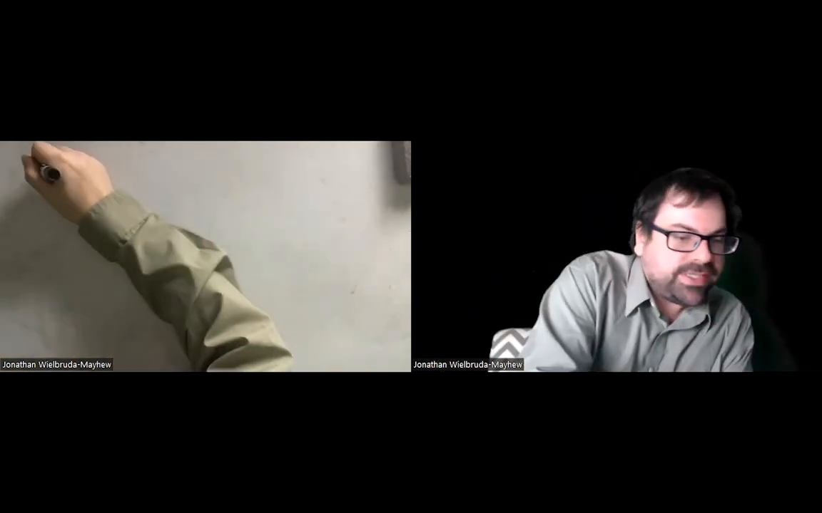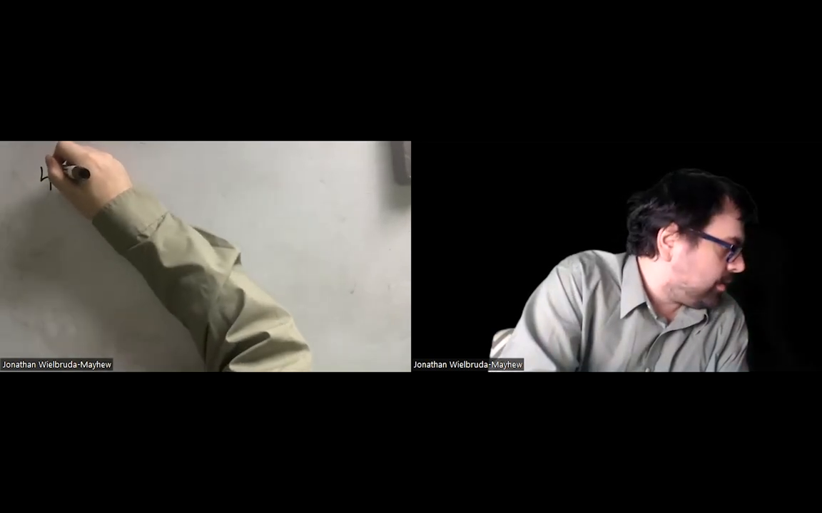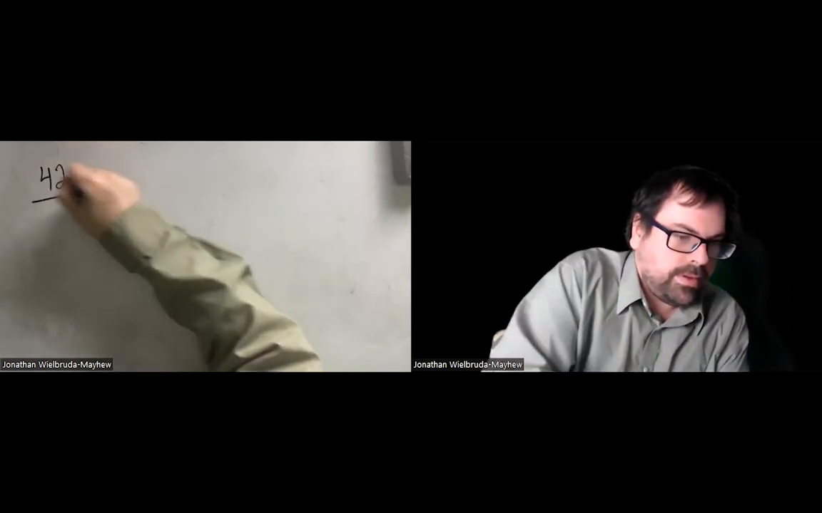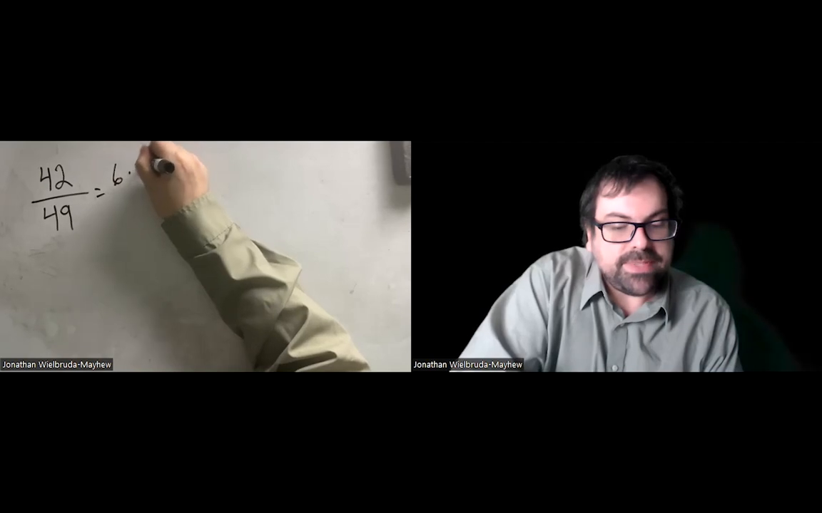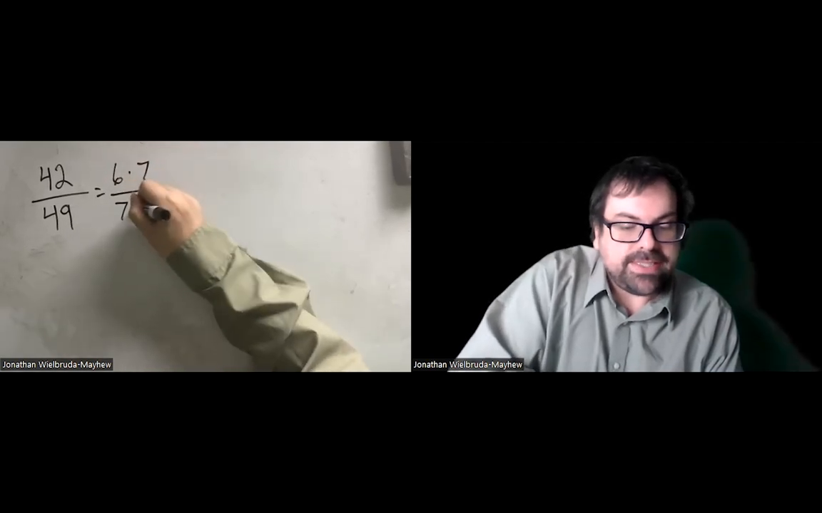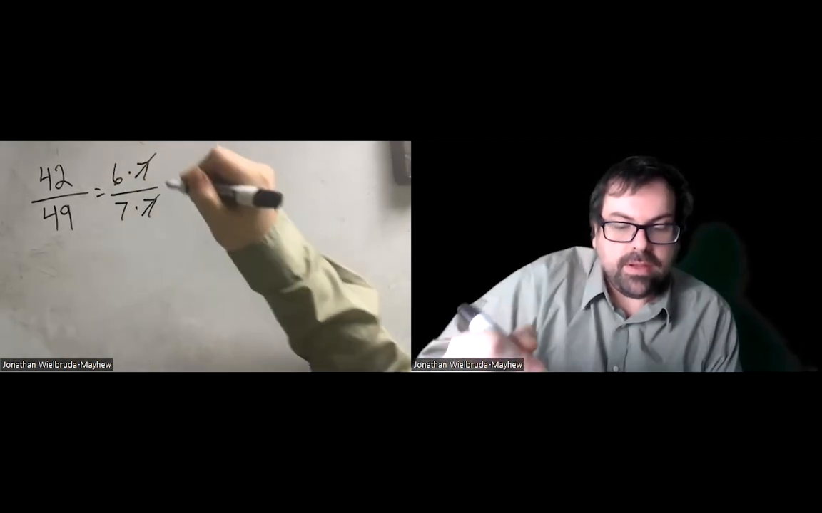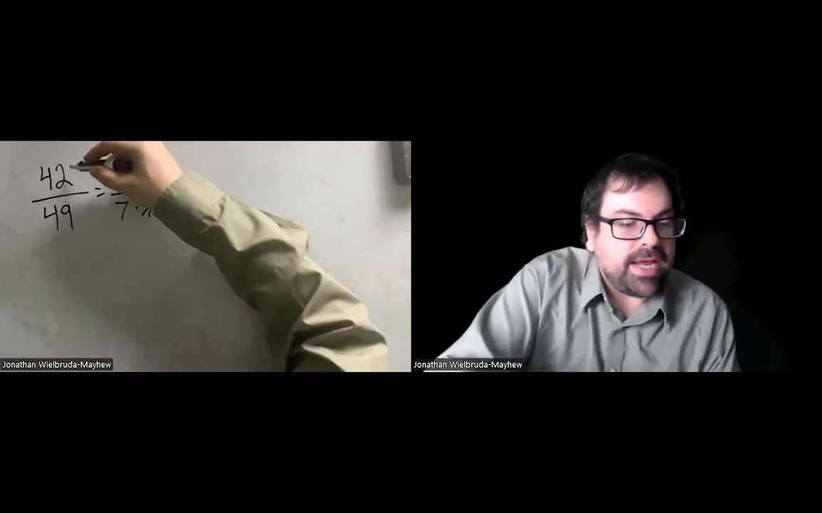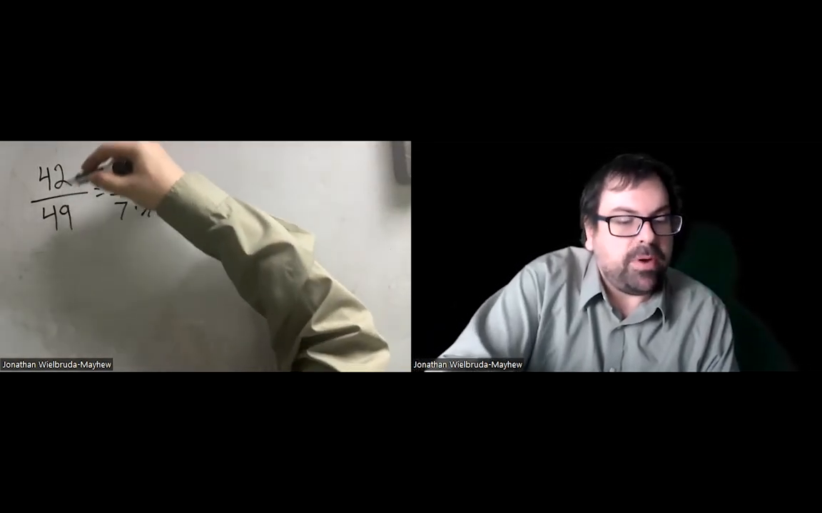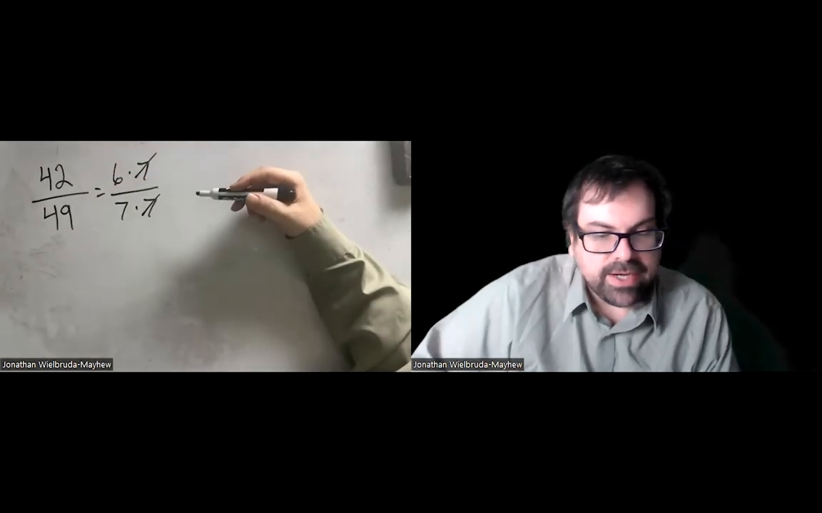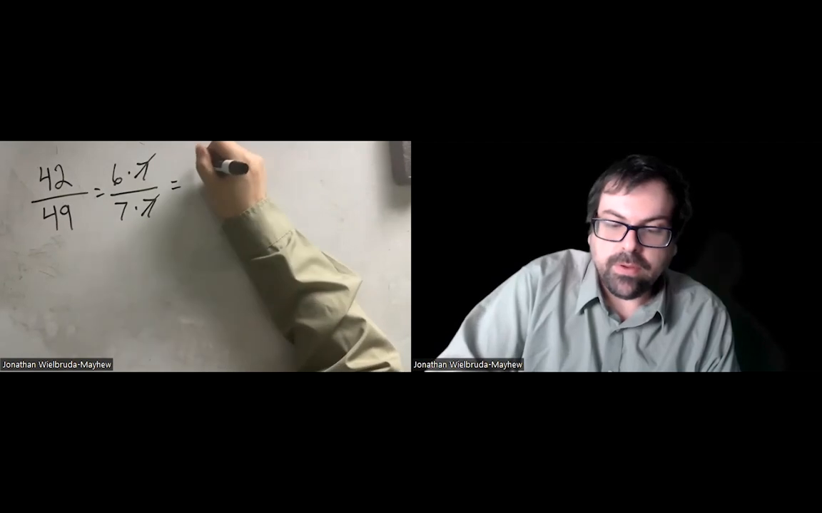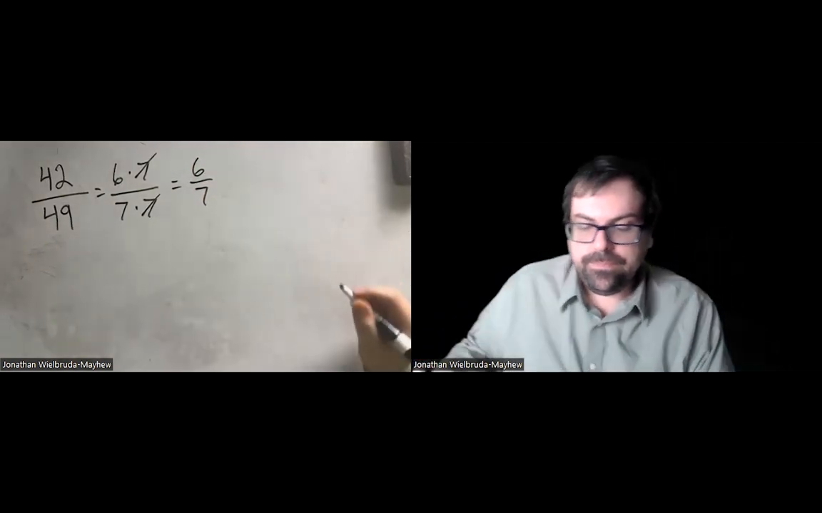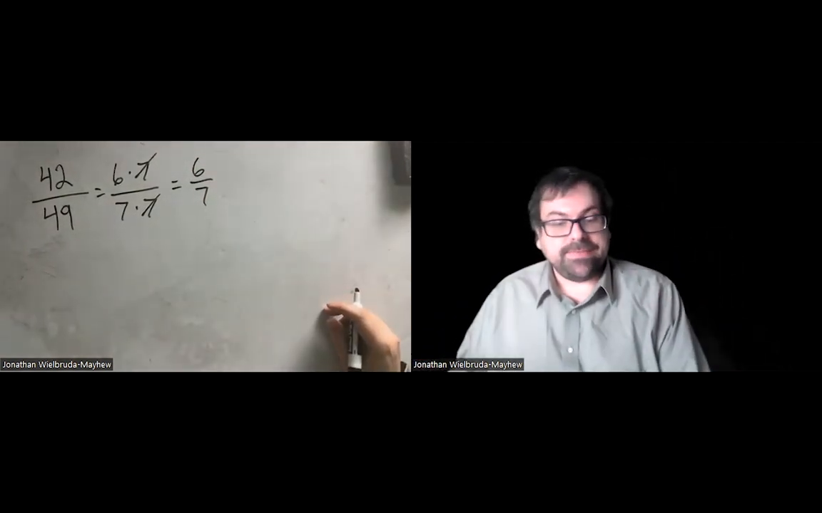Let's reduce some fractions. 42 over 49. 42 is 6 times 7. 49 is 7 times 7. I did that because I noticed that 7 was a factor of both 42 and of 49. I can come up with a multiplication problem involving 7 for both. And it reduces to 6/7.